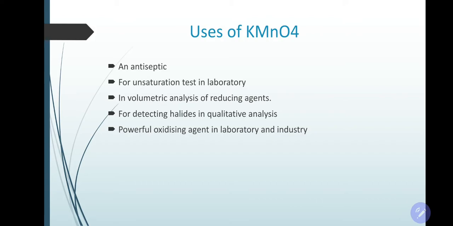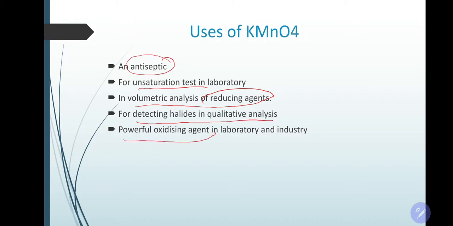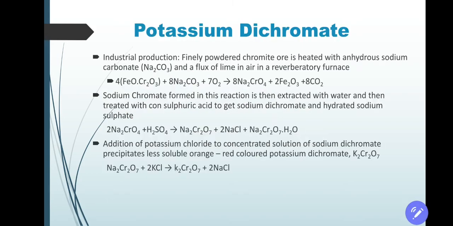Now what are the uses of potassium permanganate? It is used as an antiseptic. It is used for the unsaturation test in the laboratory. It is used for volumetric analysis of reducing agents. It is used to detect halides in qualitative analysis, and it is a powerful oxidizing agent in the laboratory. Please do remember this because it will help you in organic chemistry. Clear? Okay, now let us move to the next compound we are going to learn, that is potassium dichromate.